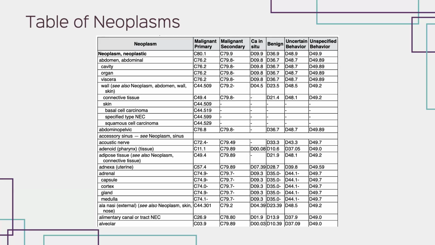Uncertain behavior indicates that your pathologist is unable to determine whether it is benign or malignant. It has characteristics of both benign and malignant cells, but your pathologist is unable to determine which one it is. This column should only be used on the basis that you have results of a pathology report. And then lastly, your unspecified column is going to indicate that a provider cannot or has not determined the nature of the neoplasm.